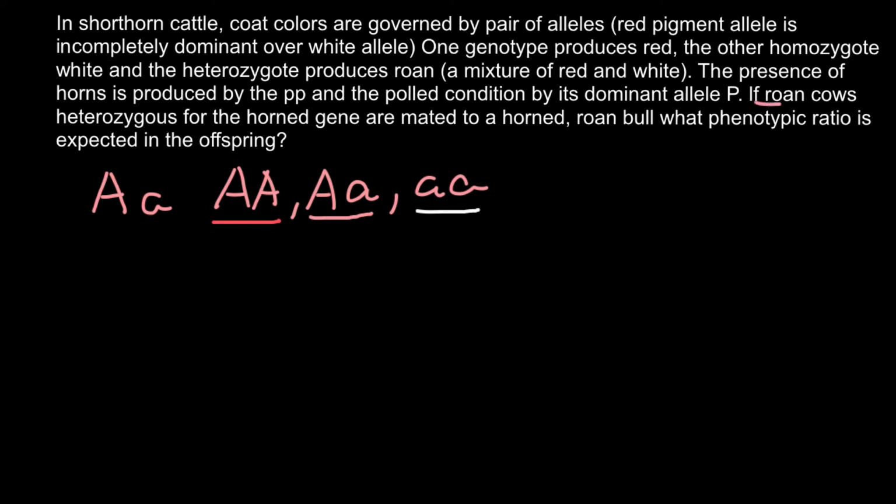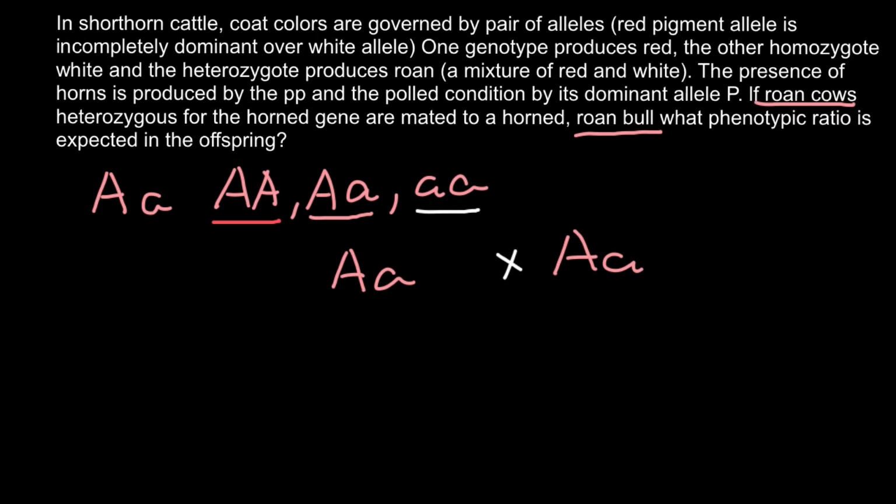If roan cows are crossed with a roan bull, that gives us the exact genotype of the cross. So the cow has to be heterozygous because she is roan, and the bull also has to be heterozygous for this trait because the bull is also roan. So we have to cross two animals that are heterozygous for the trait of color. Now let's read about the presence and absence of horns.